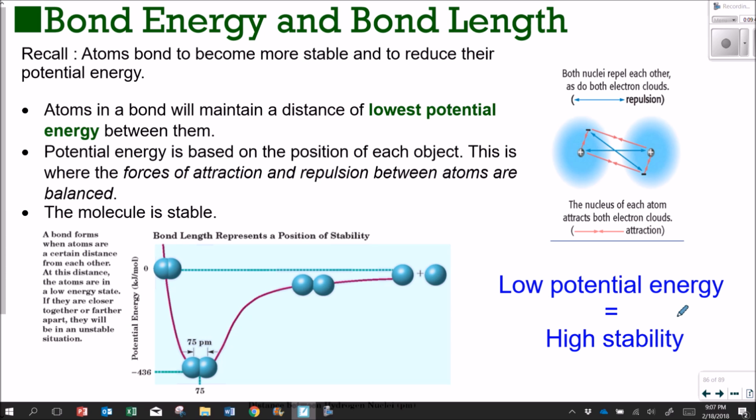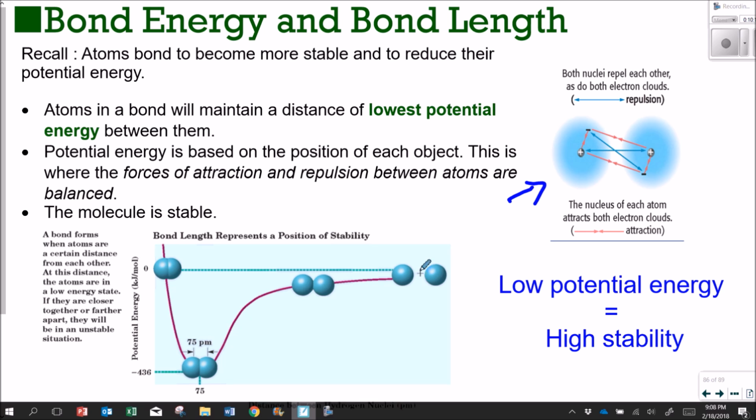Let's look at bond energy and bond length. Remember that atoms bond to become more stable and to reduce their potential energy. So atoms in a bond will maintain a distance of lowest potential energy between them. The potential energy is based on the position of each object, and this is where the forces of attraction and repulsion between atoms are balanced, and we can see that in this picture.